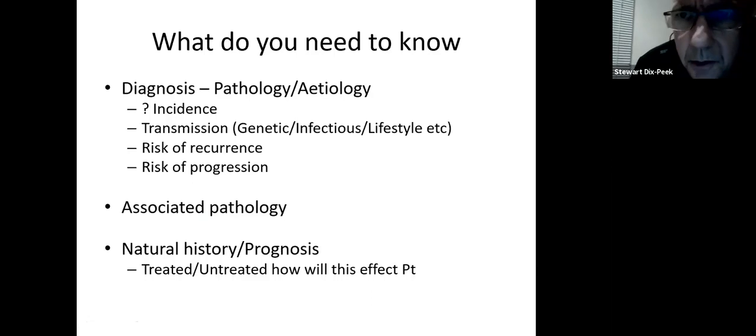With anything in medicine, we need to start with a diagnosis, and a diagnosis is going to point to a pathology, an underlying disease process, and behind that pathology is going to be why that abnormality occurred. Linked to that is going to be incidence, perhaps transmission, particularly with regard to congenital malformations. It's going to be genetic, maybe infectious, maybe lifestyle toxins, all of those things.